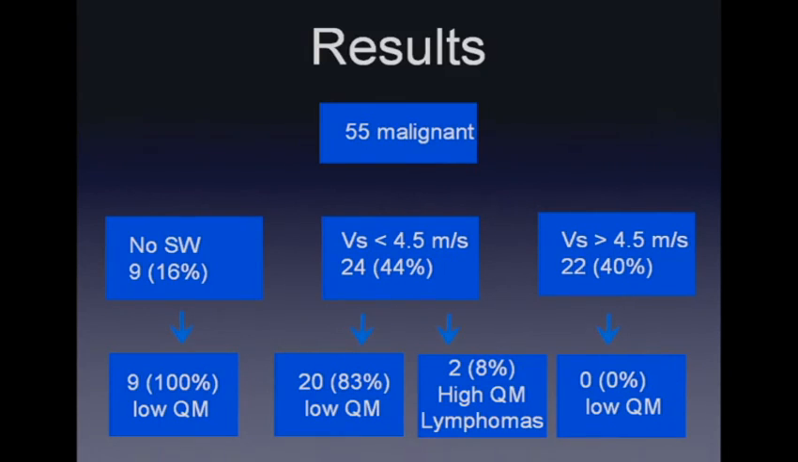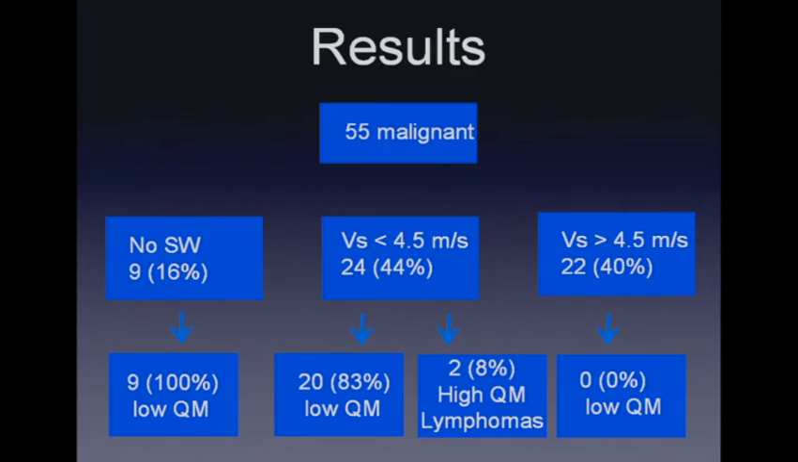If we look at the 55 malignant lesions, there was no shear wave signal in 9, or 16%, and all of these gave us a low quality measure. If we look at the false negatives, there were 24, or 44%, and of these, 83% had a low quality measure. So for the vast majority of the false negative cases, we were able to know that based on the low quality measure.